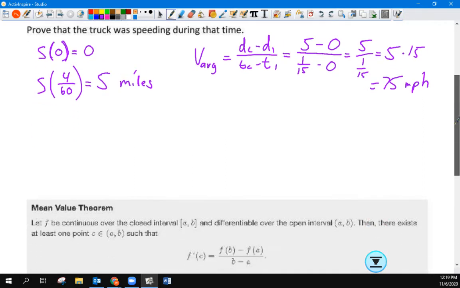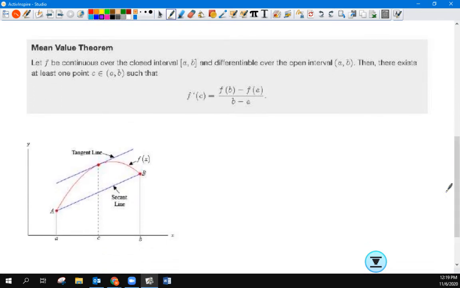And that's what the mean value theorem is about. The mean value theorem says if you have a function that's continuous over a closed interval from A to B, and it's differentiable, which means it's smooth, on the open interval A to B, then there exists at least one point C between A and B where f prime, the instantaneous rate of change, is equal to the average rate of change. So the instantaneous rate of change has to be equal to the average somewhere.